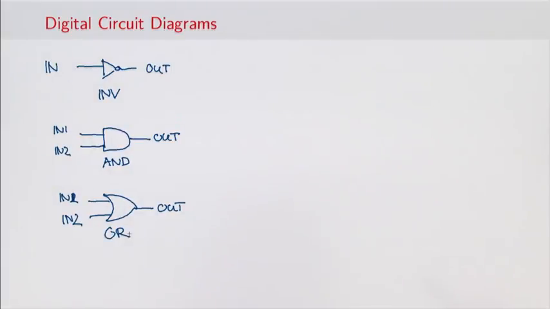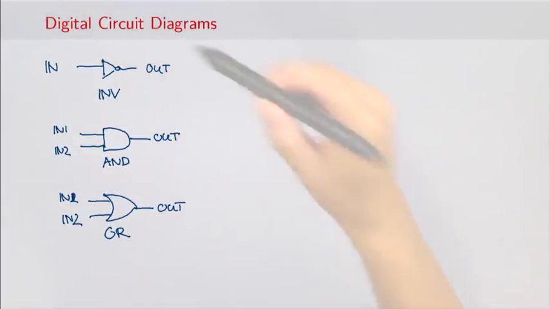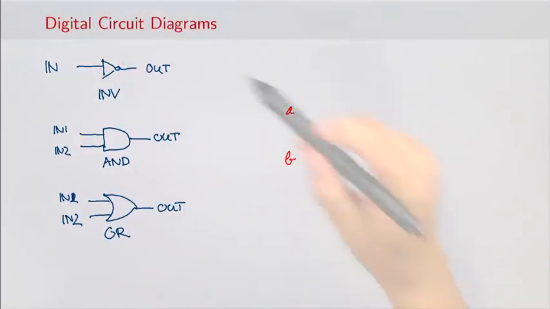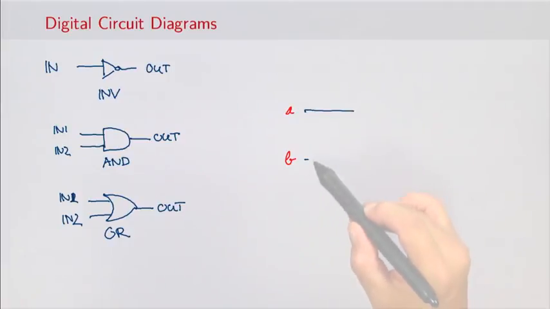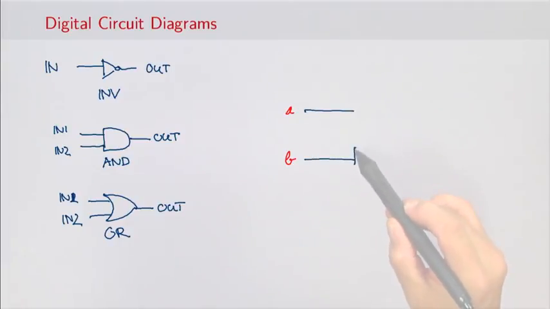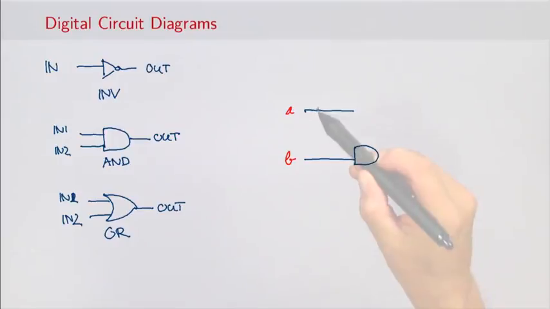From these basic gates, we can now construct more interesting circuits. So we are going to show how to construct a half adder that takes two inputs and converts them into a sum and a carry. So let's take the two inputs, call them A and B. What we would do is we would form first the AND of the A and the B.